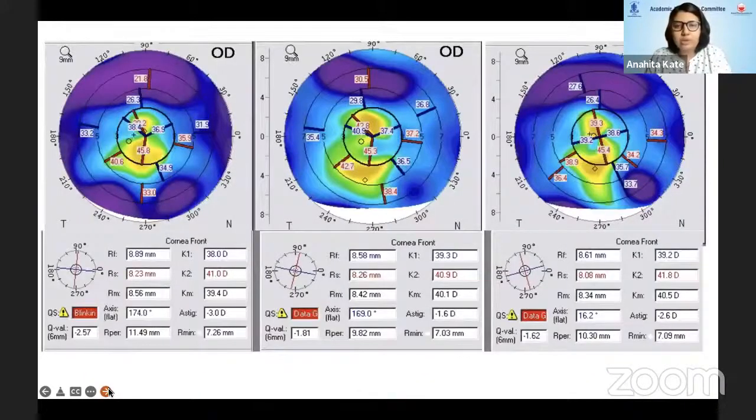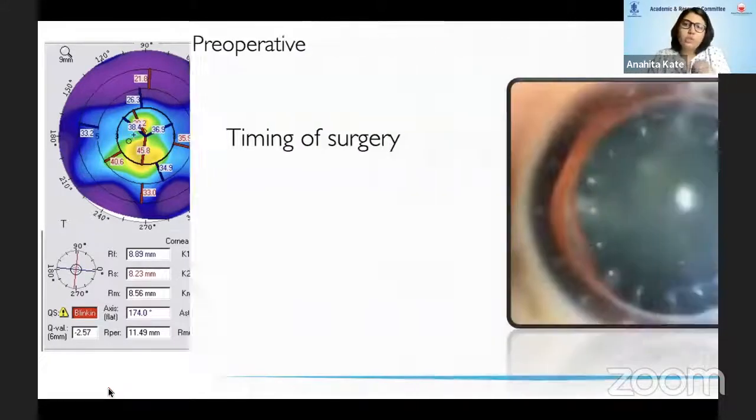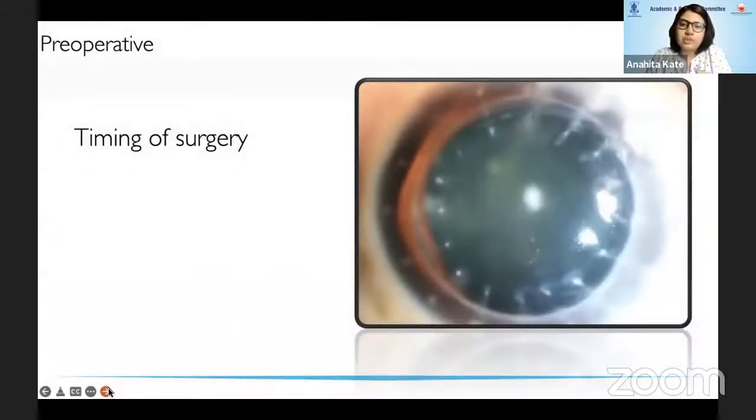This is a patient who had undergone PK for macular dystrophy and underwent suture removal 18 months following the surgery. These scans have been captured 4 months after suture removal. Here we can see that the keratometry values and the astigmatism are fairly stable. Also, once the cataract becomes visually significant, it is always better to intervene as early as possible, because the harder the cataract, the greater the risk of intraoperative endothelial cell loss.